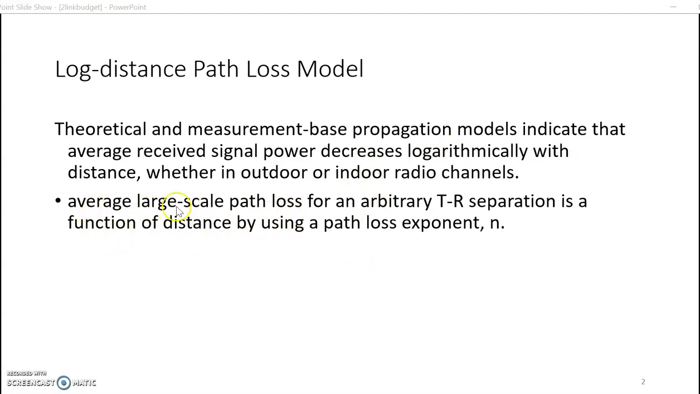Here, the average path loss for any transmitter receiver separation depends upon the distance. That is, as the distance varies, the average path loss for any separation is a function of distance. So when the distance varies, this path loss component will vary. The path loss component is represented by n.